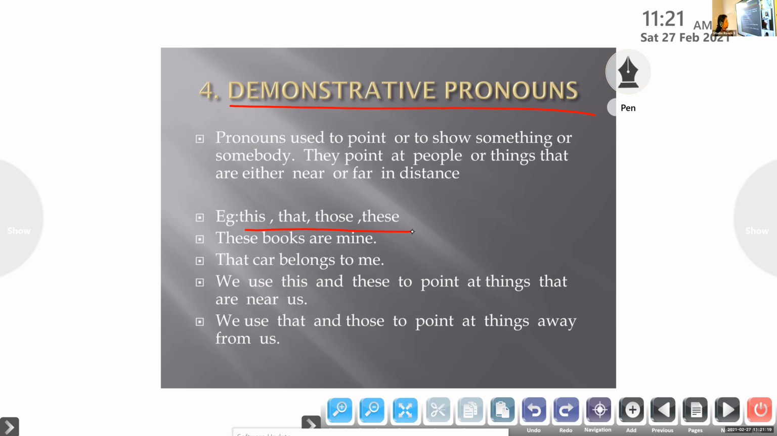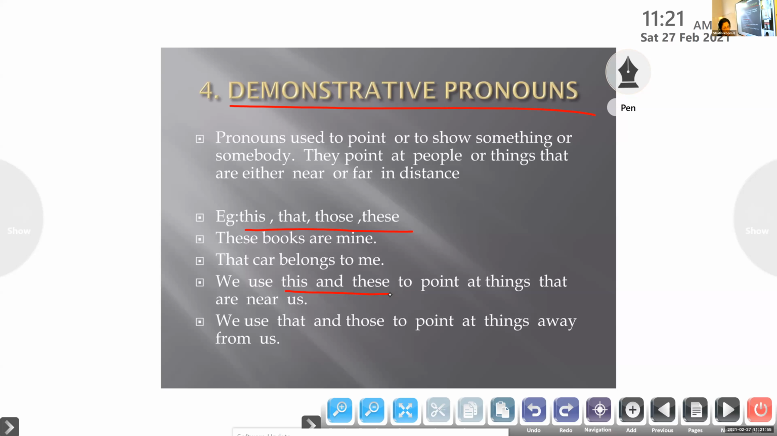I hope it's clear. So we use this and these to point at things that are near us. This we know, we point at 1. When it is more than 1, we use these. And that and those to point at things or people that are away from us. That is used for 1, and those is used for many. That's all about demonstrative pronouns. Just know what it is.